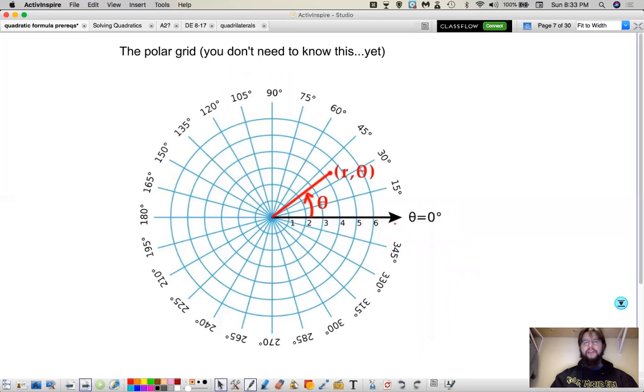Okay, so you don't need to know this yet, but this is the polar grid. We're talking about i, so in order to talk about i, we need to discuss where it came from, how it came to be. To do that, we need to talk about a different graphing system. You're used to the rectangular coordinate system, the Cartesian plane, the x and y axes. Here, we're talking about this plane. It's a polar grid. It's kind of not a plane. It's made of concentric circles, okay?